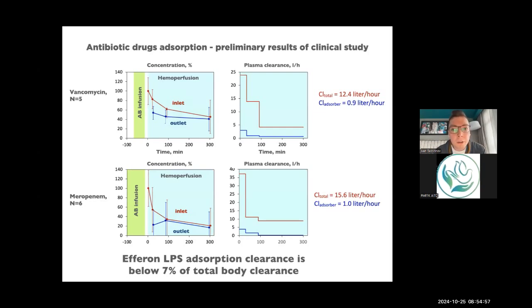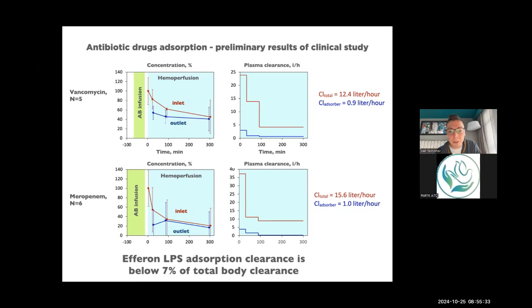Also an important thing to keep in mind, because this is a broad-range activity adsorbent, is the potential concern that it will remove antibiotic drugs, because antibiotics are still the first line, and we are speaking about adjuvant treatment of sepsis, right? So it's very important not to hit the first-line treatment with our adjuvant treatment. And there is currently an ongoing clinical study of antibiotic drug removal by Efferon LPS.